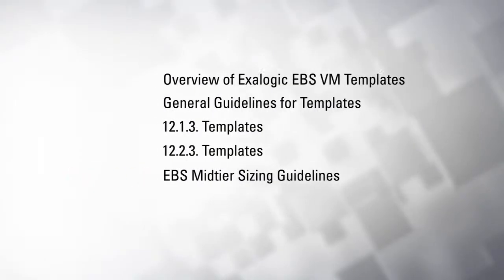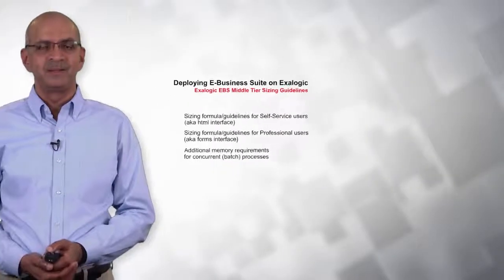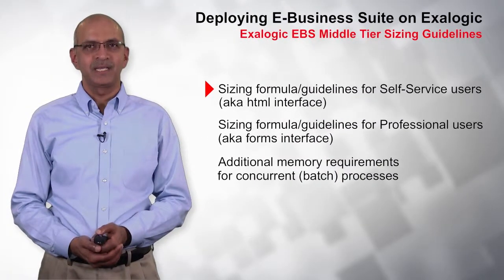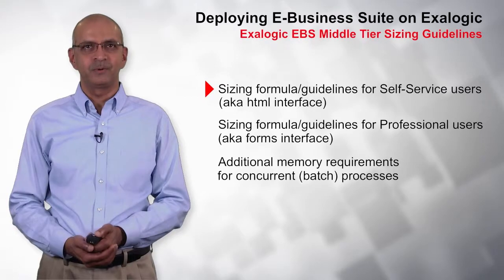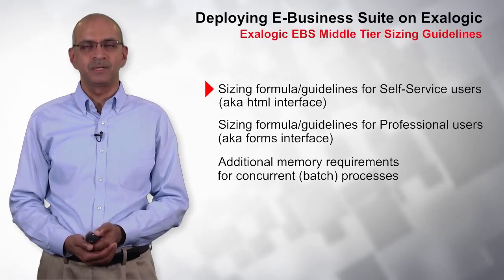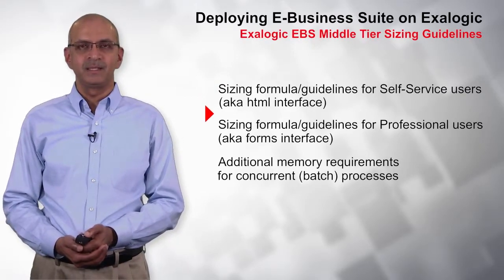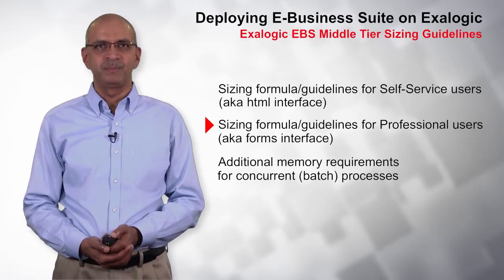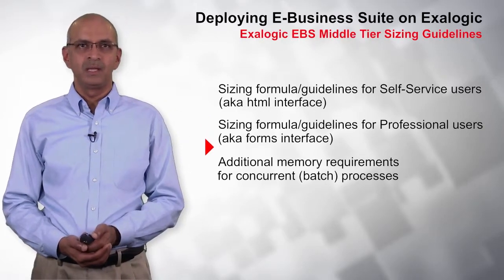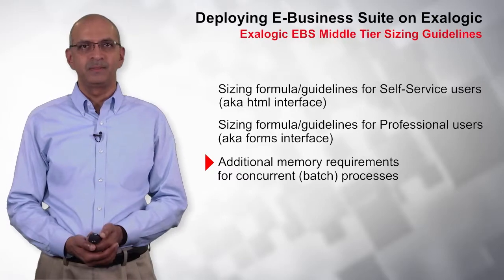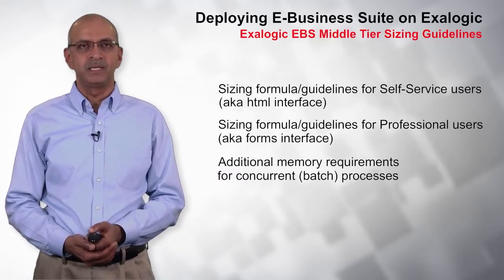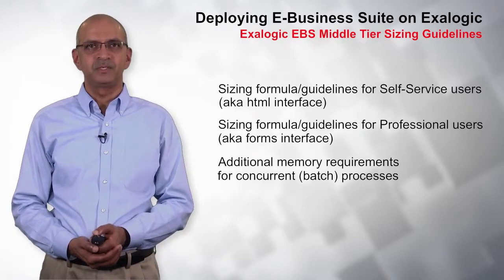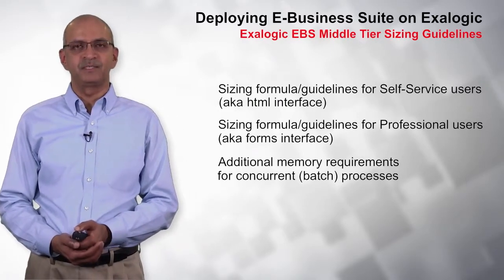Some sizing guidelines for the mid-tier. There are 3 portions to the sizing within an EBS mid-tier. One is for sizing for the number of self-service users, also known as the HTML interface. The second sizing portion is for the professional or the forms users. And there's a third sizing component that is required for the concurrent managers.